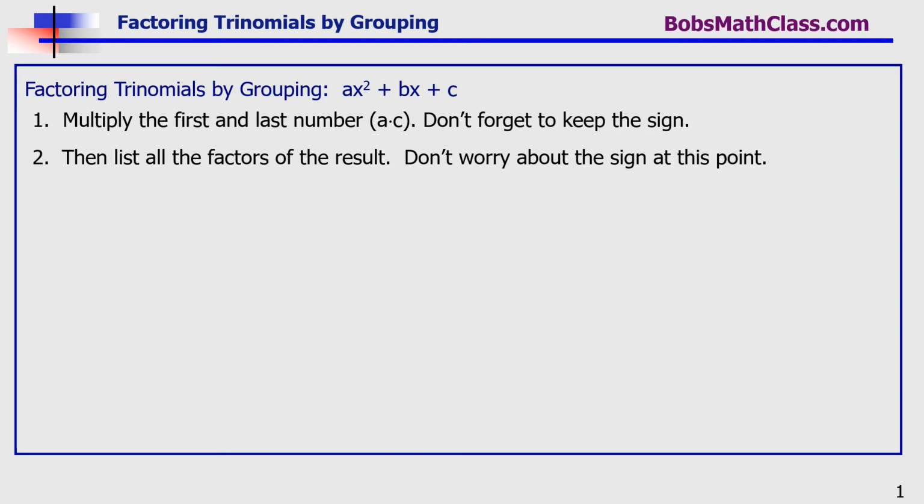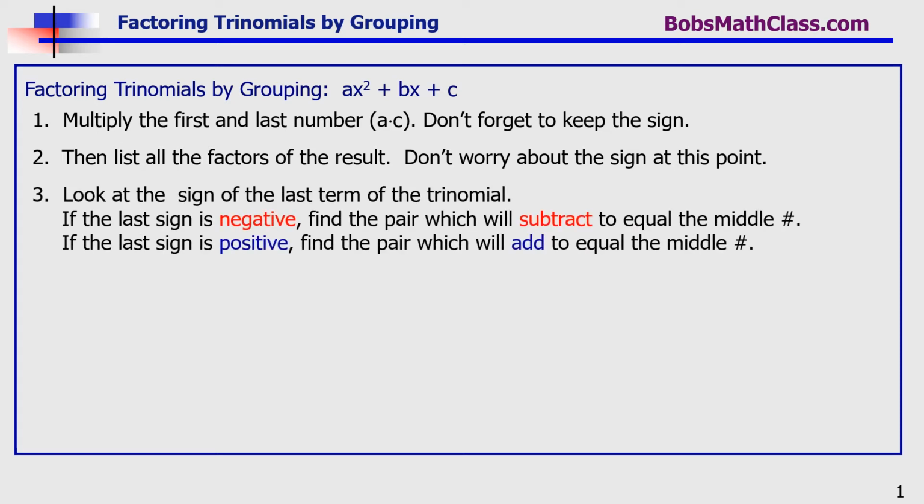Then we're going to list all the factors of the result. Don't worry about the sign at this point, we're just going to list all the factors. This is where it gets a little complicated. We're going to look at the last sign of the last term. If it's negative, find the pair which will subtract to equal the middle number. And if it's positive, find the pair which will add to equal the middle number.